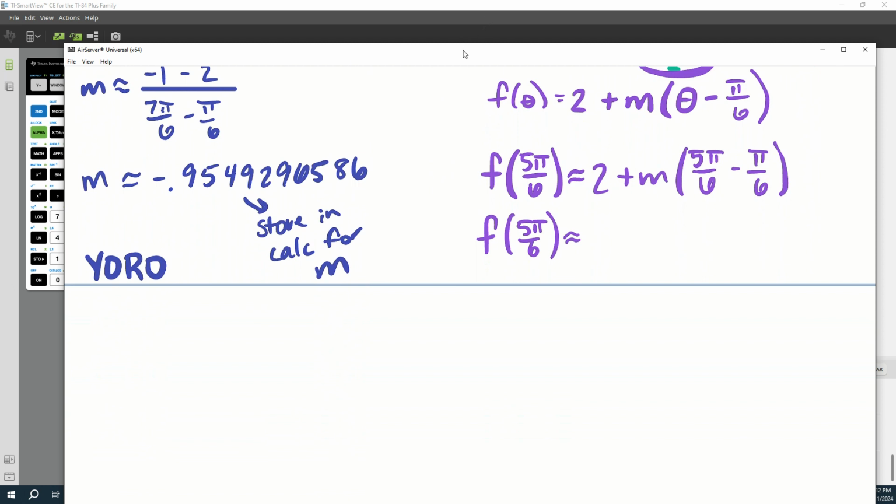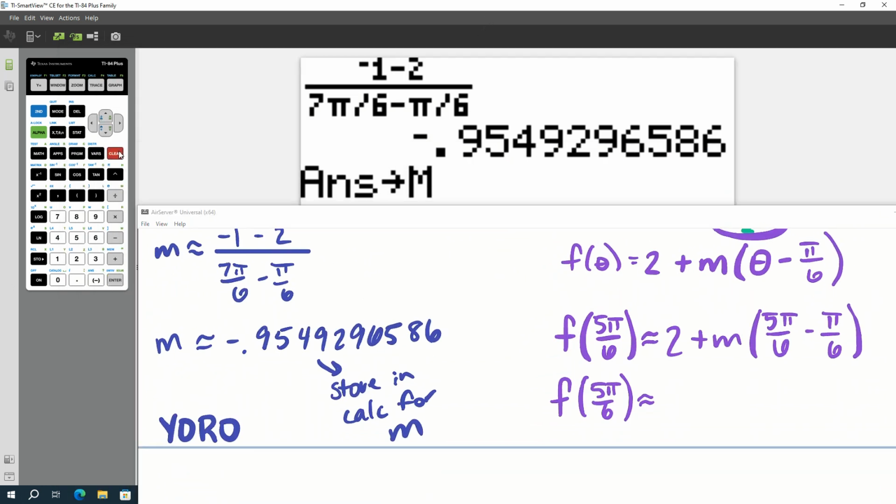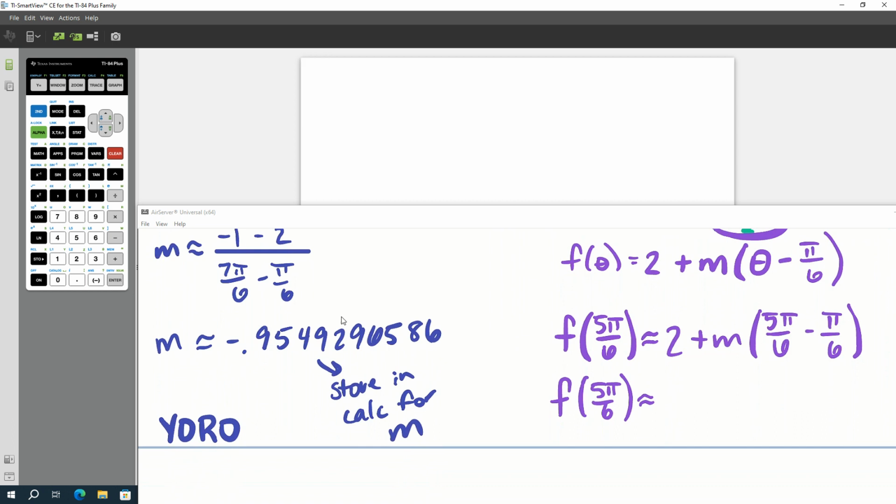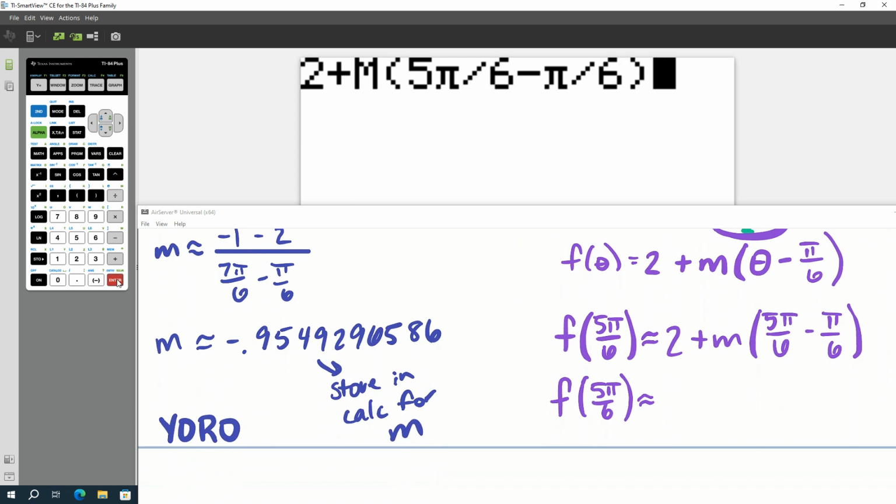All right, so this is what I'm going to do. I'm going to go to my calculator, and I'm just going to type this in, 2 plus M, which is alpha division, and then in parentheses 5 pi over 6 minus pi over 6. And I get that it's approximately 0. Now, don't be surprised if it doesn't come out as 0. You get decimal answers, it's fine.